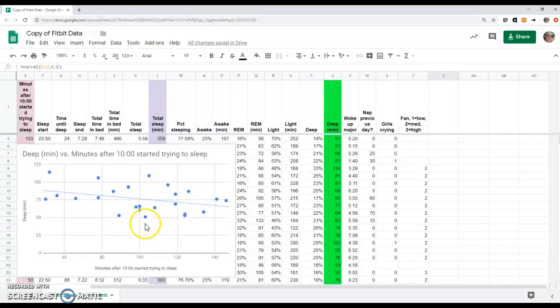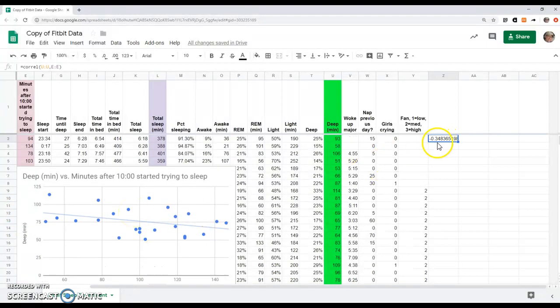And certainly we can see exceptions. I mean, if I look at here, I went to bed fairly late, almost midnight, and I got a lot more deep sleep than I did on this night when I went to bed quite a bit earlier. And that tells us there's other factors involved here. And we call that noise. That makes it a little harder to see the specific relationship between these two variables. And yet, there's enough of a relationship that we do find some pattern here.